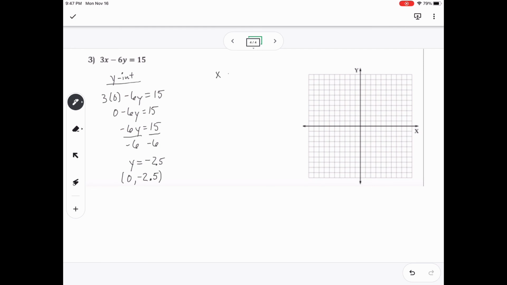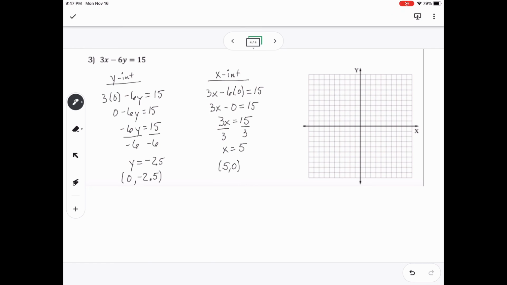And then x-intercept. I'm going to plug in a 0 for my y. Negative 6 times 0 is 0. 3x minus 0 gets me 3x. And then I want to divide both sides by 3. And that gets me x equals 5. So then my ordered pair would be 5 comma 0.